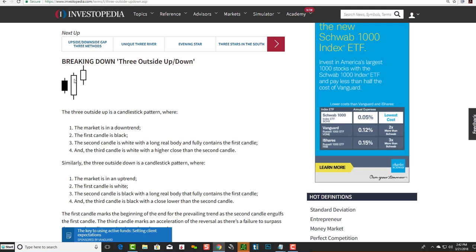So that would be a bearish engulfing. If this is black or red and this is green, right? Bearish engulfing. Price is going to fall potentially. That's where it's signaling a potential reversal to the downside.